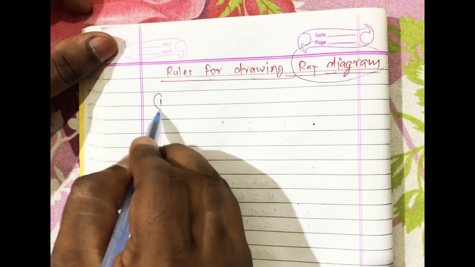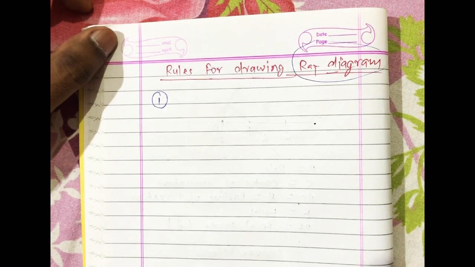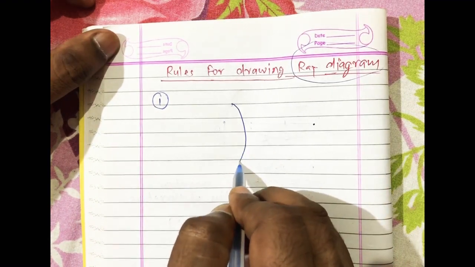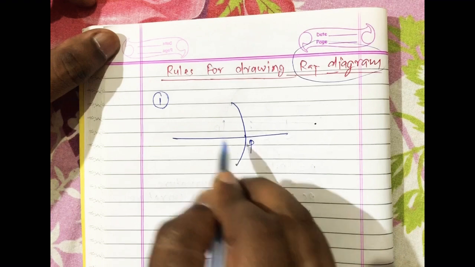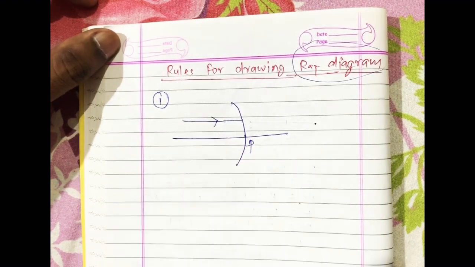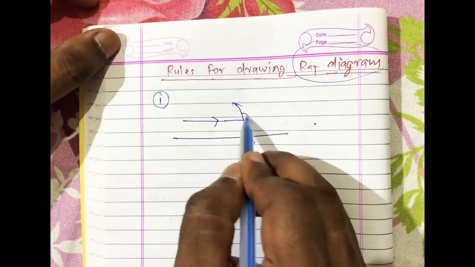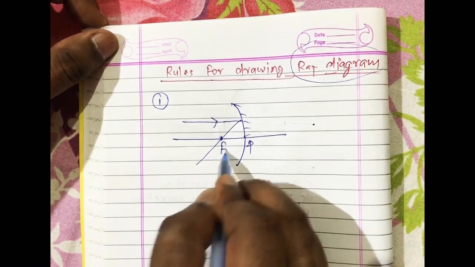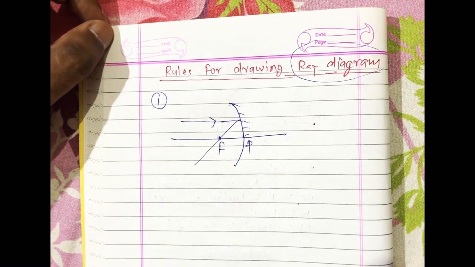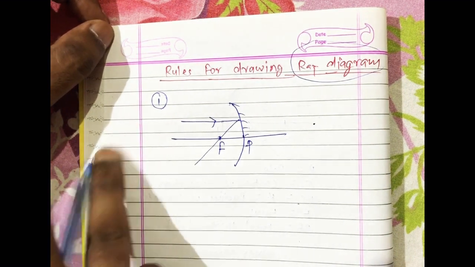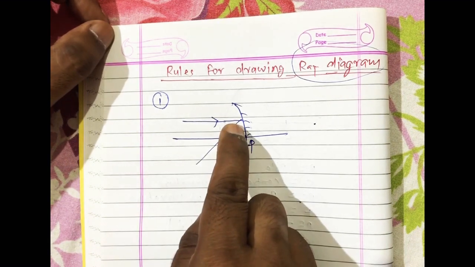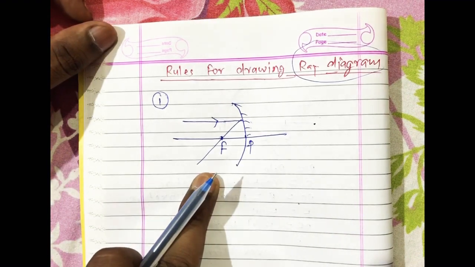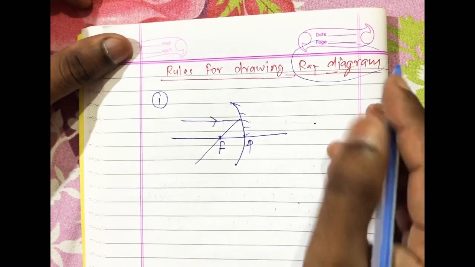Now we are going to discuss the rules for drawing a ray diagram in a spherical mirror. Rule number 1: when an incoming light ray is parallel to the principal axis, then after reflection it will pass through a point on the principal axis. That point is called the focus. That is, in rule number 1, when the incoming light ray is parallel to the principal axis, then after reflection it will pass through a point on the principal axis in the case of a concave mirror.